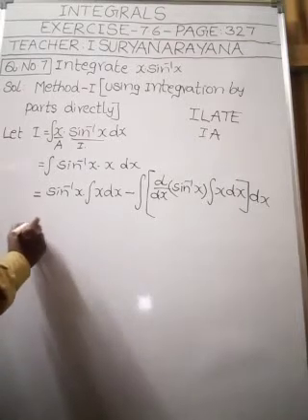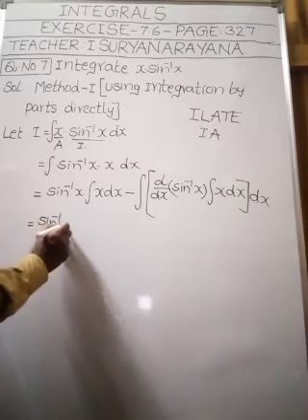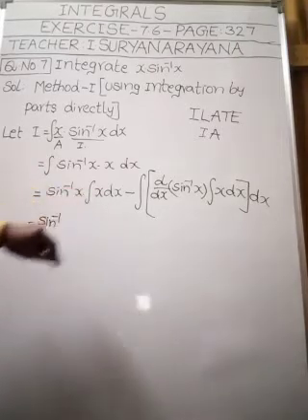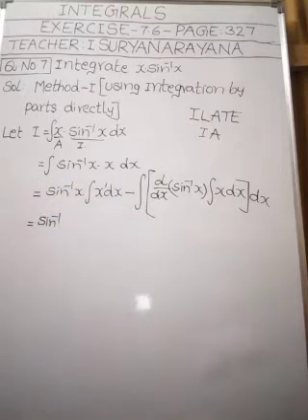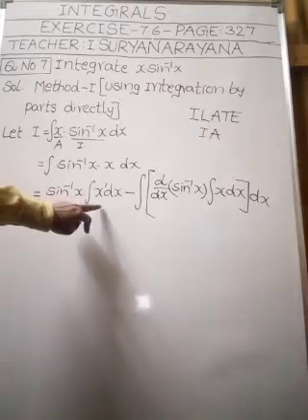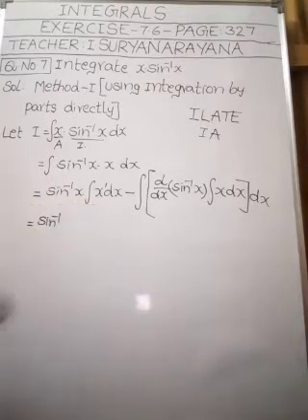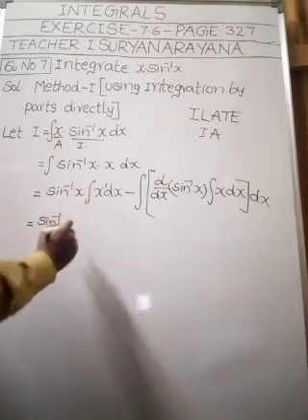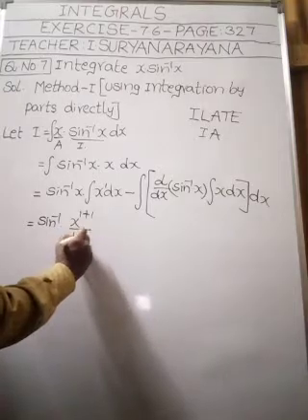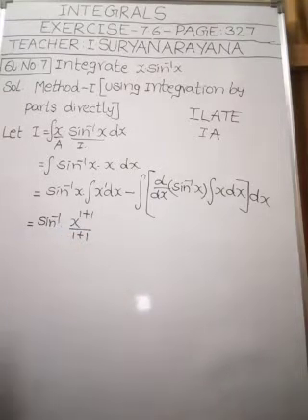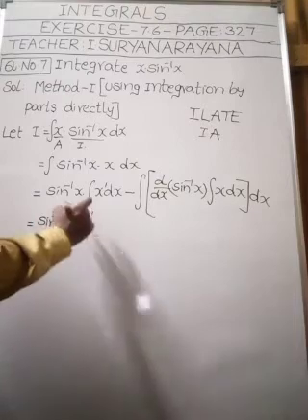Right. That is equal to sine inverse x into integral x dx. It is in the form of integral x power n dx, where n is equal to 1. We have to identify which formula is suitable for evaluating this integral. So integral x power n is x power n plus 1 by n plus 1. We used that integral formula. Understood this part?